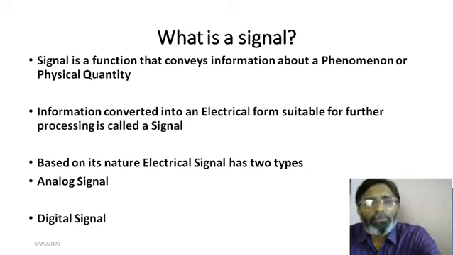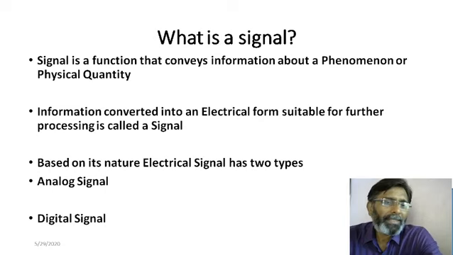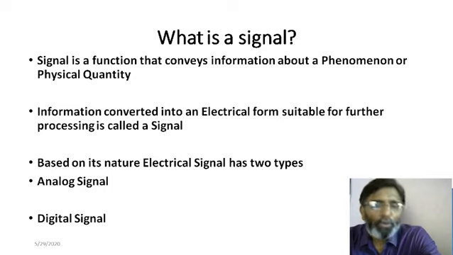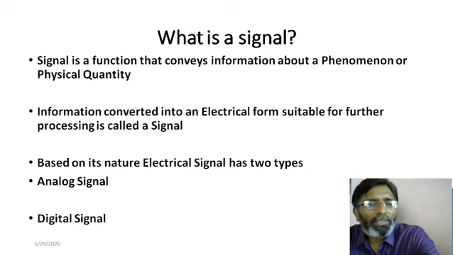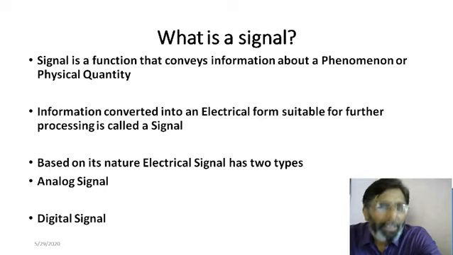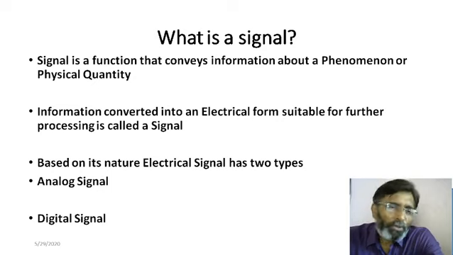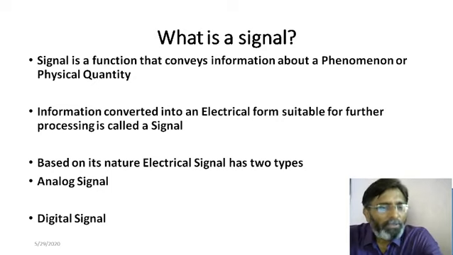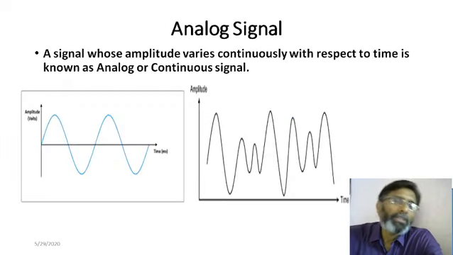So, signal is a function that conveys information about a phenomenon or maybe about a physical quantity. So, that is a physical signal. Now, if we convert this information into an electrical form, then it is known as an electrical signal, and this electrical signal is suitable for further processing, so that we can process this information signal and generate some output. Then based on the nature of this electrical signal, it has two types, one is analog signal, another one is digital signal.